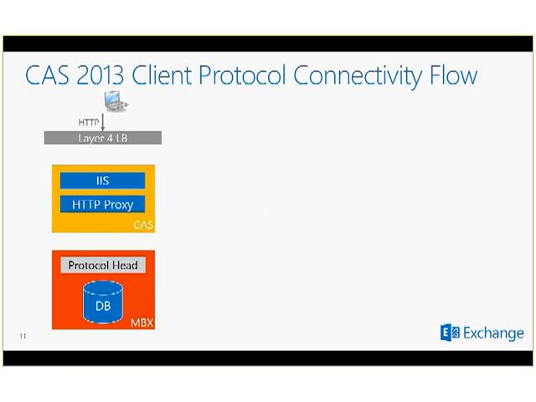So client connection comes in, hits HTTP, we hit our layer 4 load balancer, we hit IIS on CAS. If this is the CAS in the same Active Directory site as the mailbox server that their mailbox is mounted in, we'll simply do another HTTP, or really HTTPS, right? It's the secured HTTP connection to the mailbox server, local proxy request.